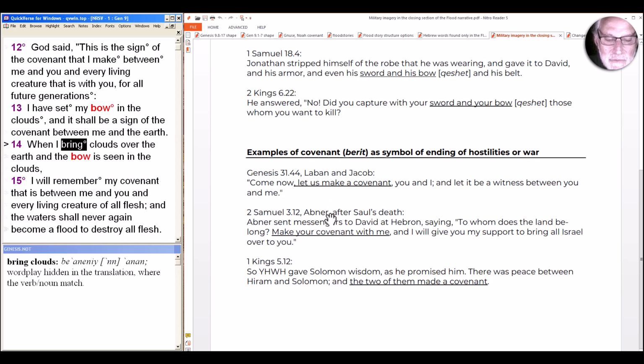Similarly, Abner, who had been the chief of staff for Saul, after Saul's death, comes to David and offers to make a covenant. "Make your covenant with me, and I will give you my support to bring all Israel over to you." So a covenant between two elite people to unite Israel and Judah after war.